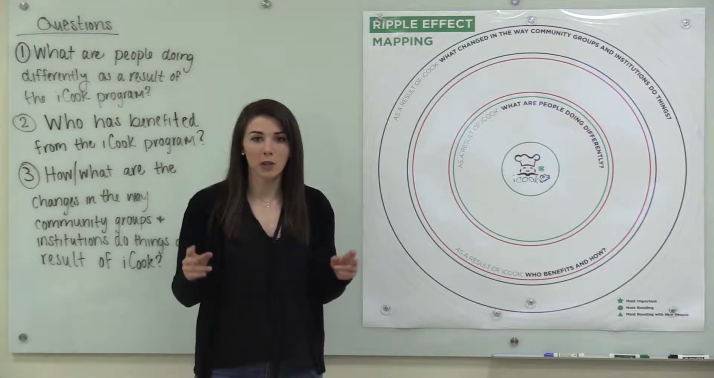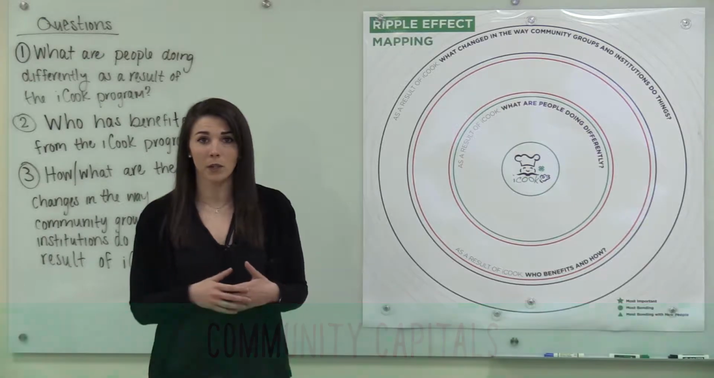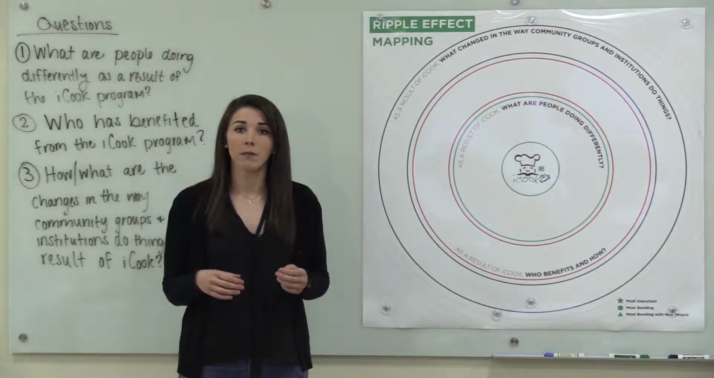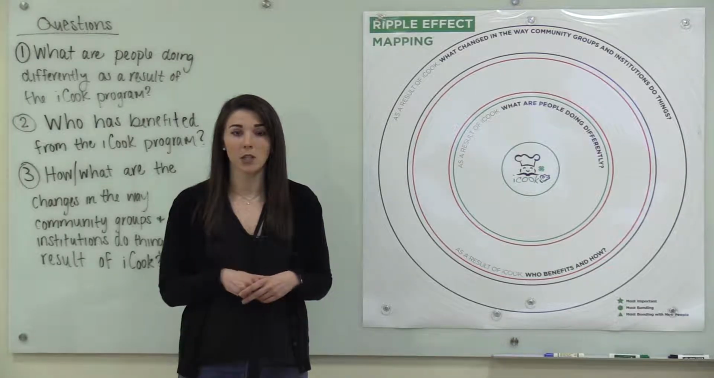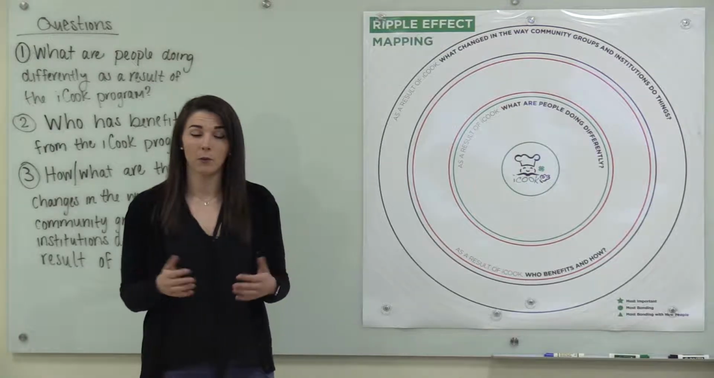Using what we call community capitals, participants determine new ways that iCook affects different resources in their community. Detailed steps of this activity can be found in the Mapping Your Experience section of your Leader Guide. But first, let's go ahead and get started with the supplies that you're going to need for this activity.